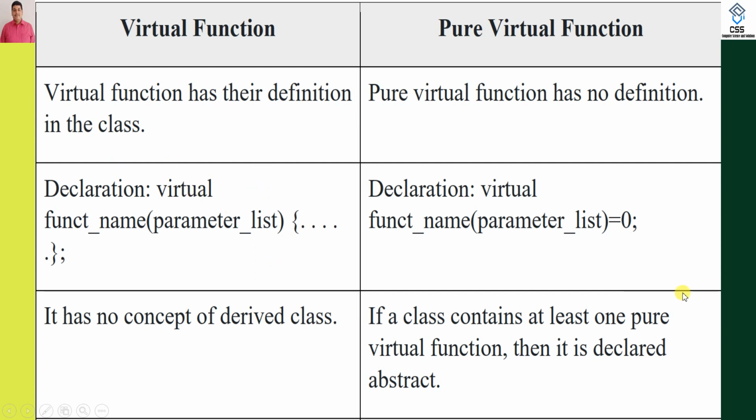In one line, we can say the virtual function has a definition part, whereas a pure virtual function has no definition part. A virtual function has no concept of a derived class, whereas a function declared as pure virtual must be declared abstract. In other words, a pure virtual function can be termed as an abstract class with the function having no body.